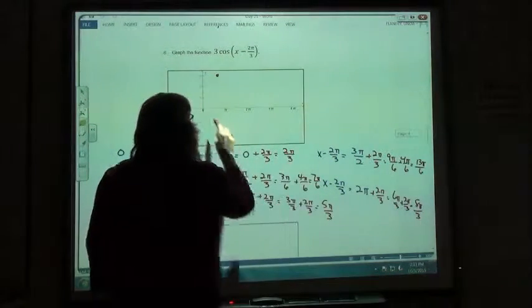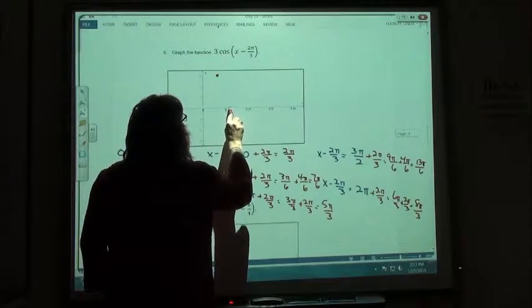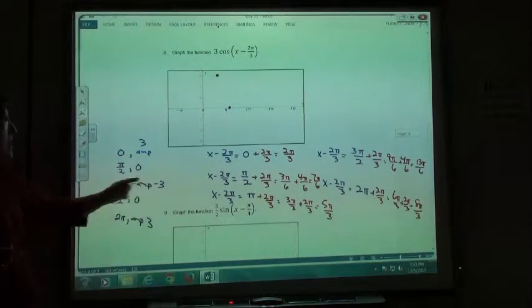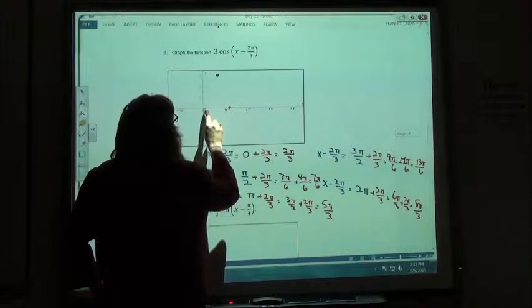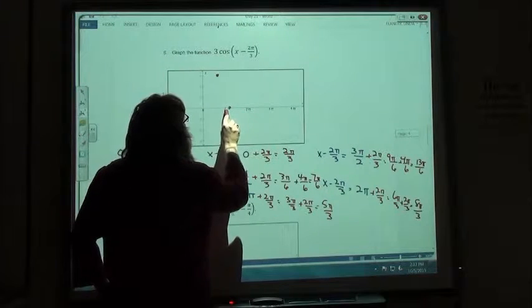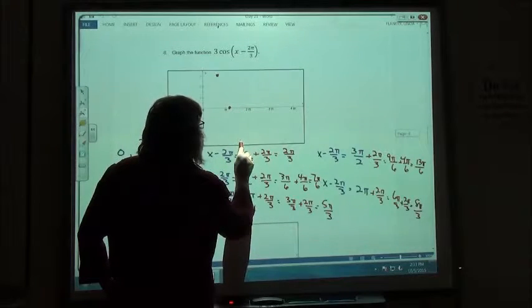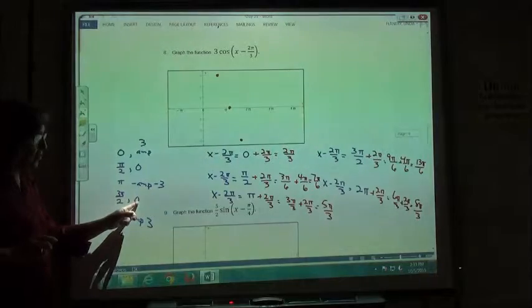7 pi over 6. 1, 2, 3, 4, 5, 6, 7. That's going to cross right at 0 because our next point is at 0. Now we're going to go to negative 3 at 5 pi over 3, which would be 10. 1, 2, 3, 4, 5, 6, 7, 8, 9, 10. Goes all the way down to negative 3 for our next point. The next one's going to be at 0.